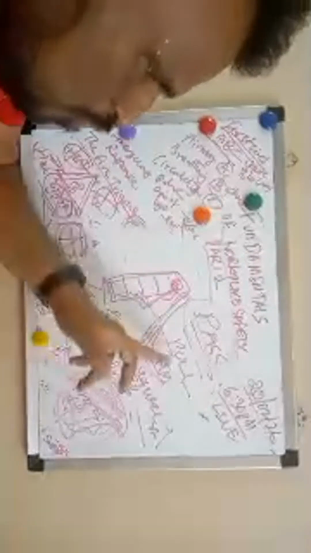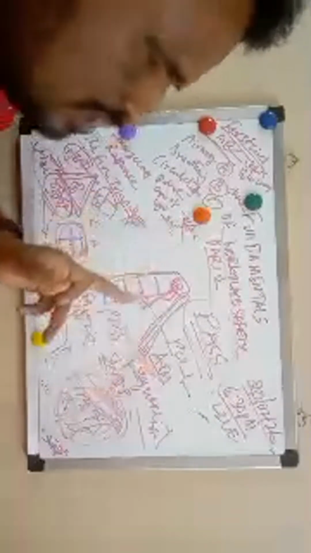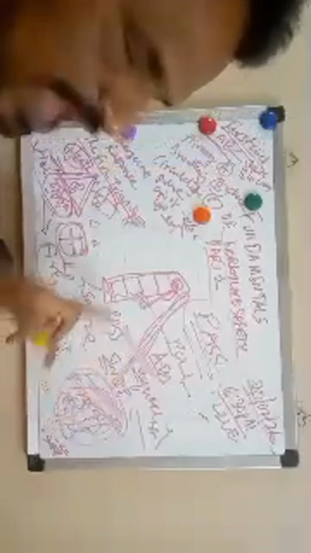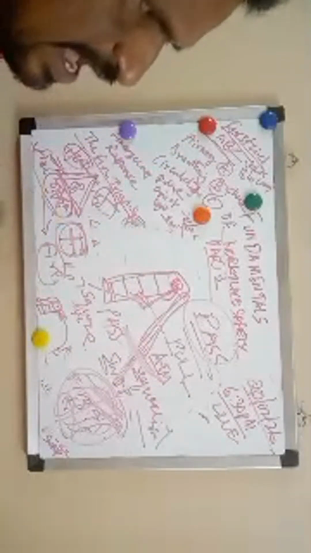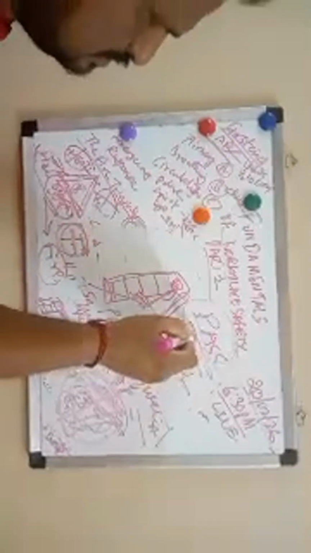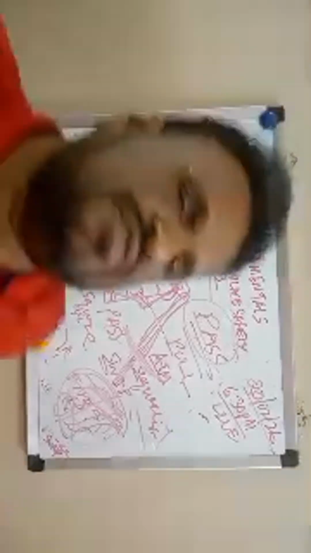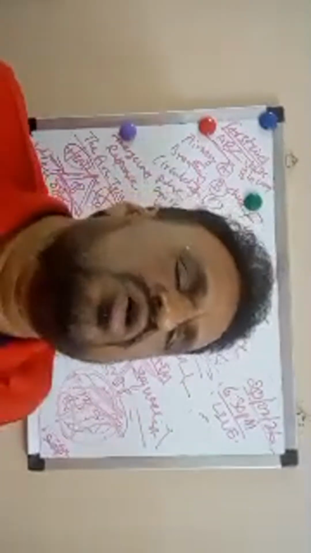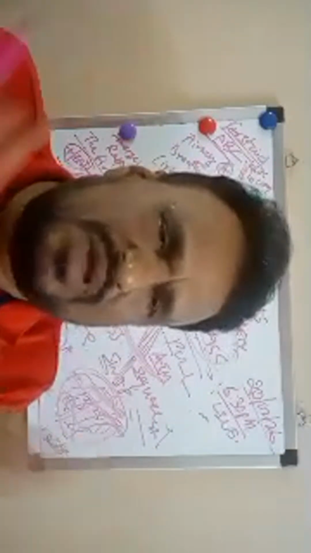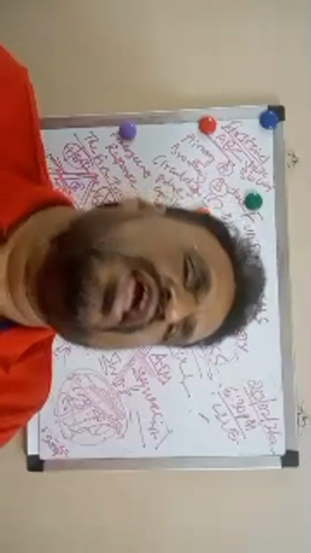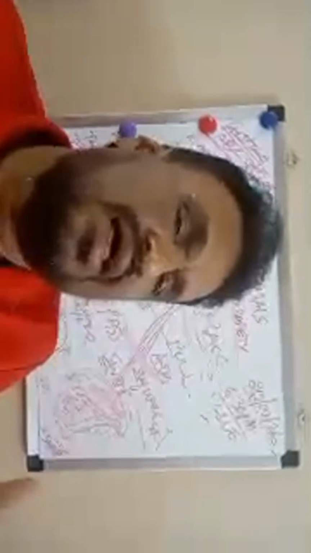So the term is PASS: pull, aim, squeeze, sweep. This is the basic step for fire extinguisher usage. When you are a safety professional in any kind of industry, you must know the basic fundamentals of workplace safety.